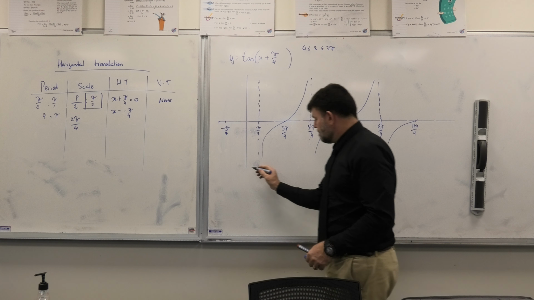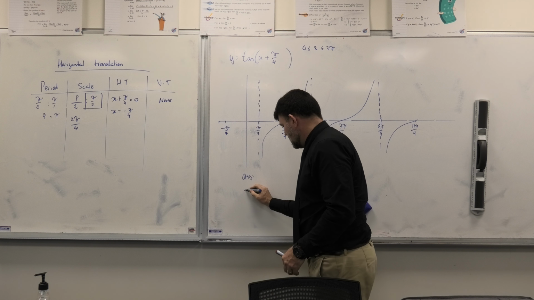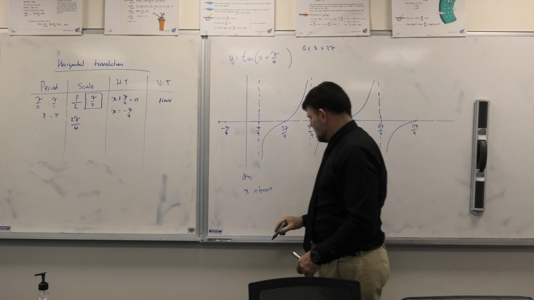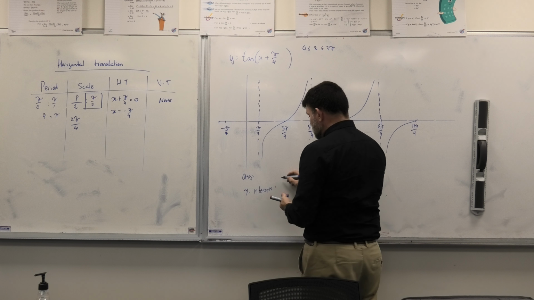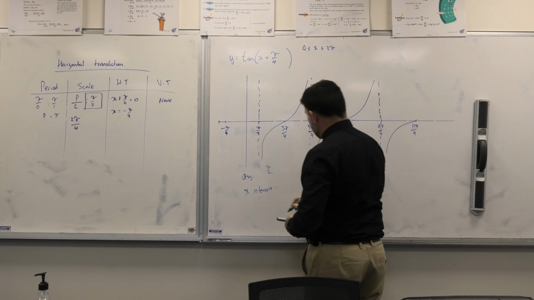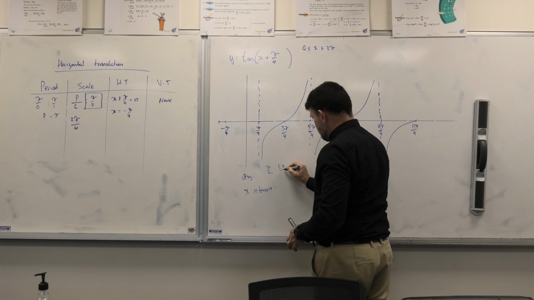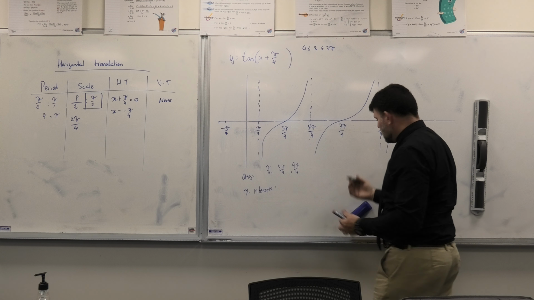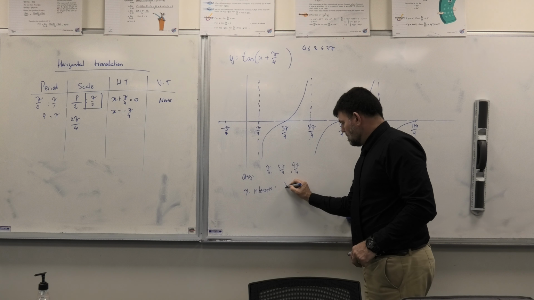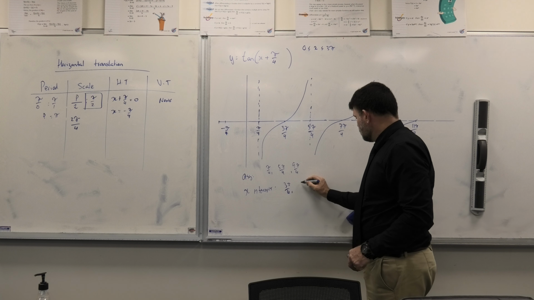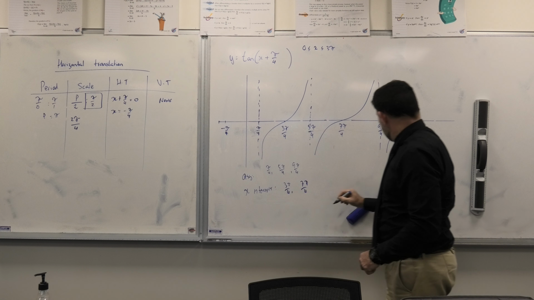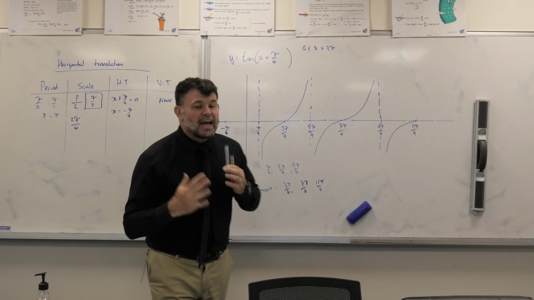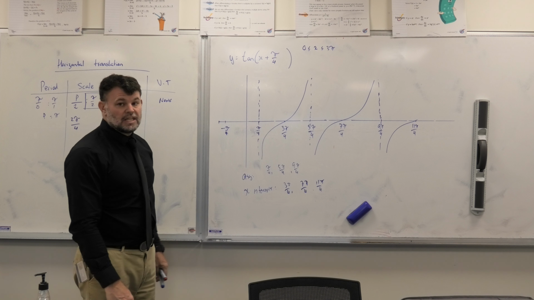So let's now identify what our asymptotes and our x-intercepts are. Our asymptotes in this case are going to be pi on 4, 5 pi on 4, 9 pi on 4, and that's it. Your x-intercepts are going to be 3 pi on 4, 7 pi on 4, and 11 pi on 4. And that is how we do a horizontal translation with tangent.